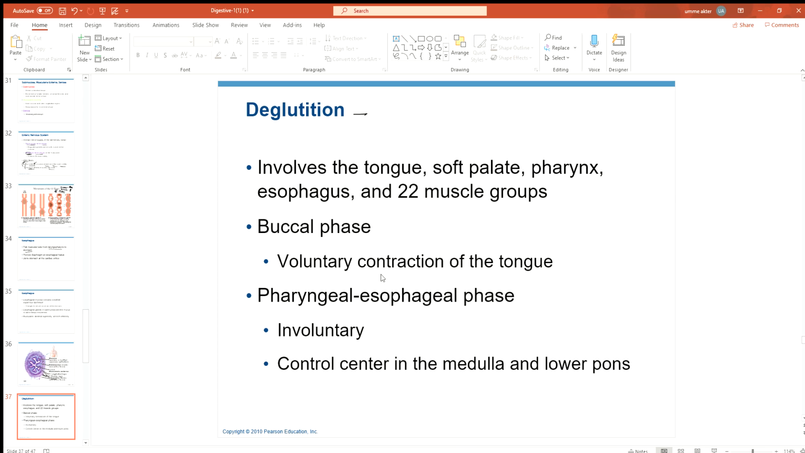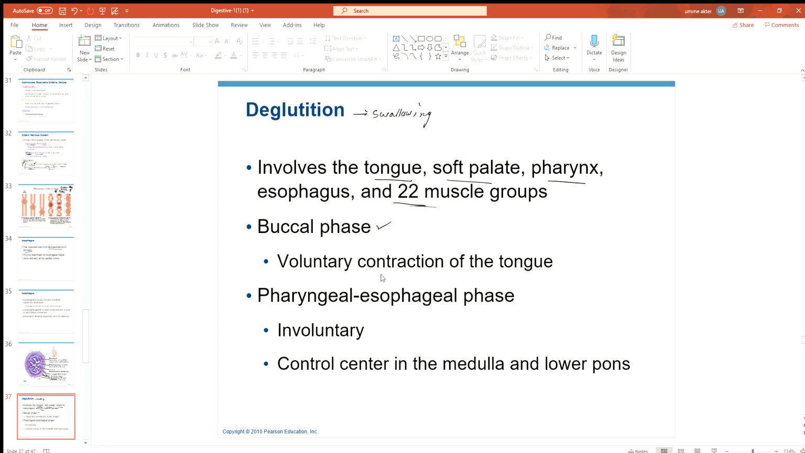Deglutition is swallowing of the food, and many muscles, 22 muscle groups help to move the tongue, as well as help to swallow the food. And tongue, soft palate, pharynx, they are involved in swallowing. Now swallowing, or deglutition, has two phases.